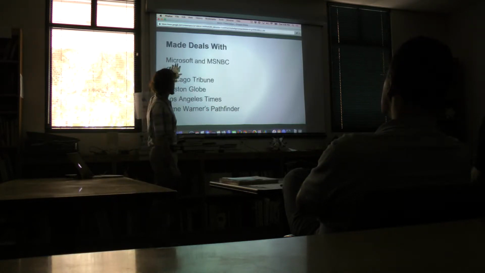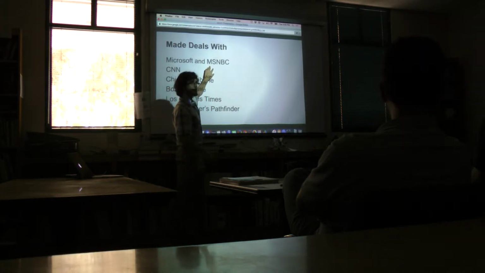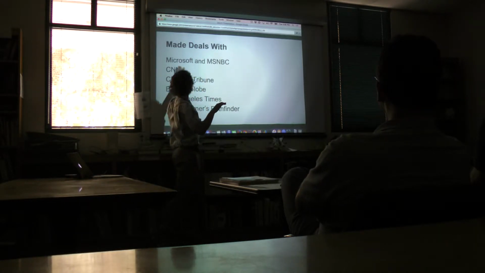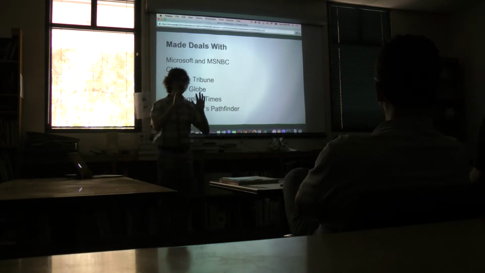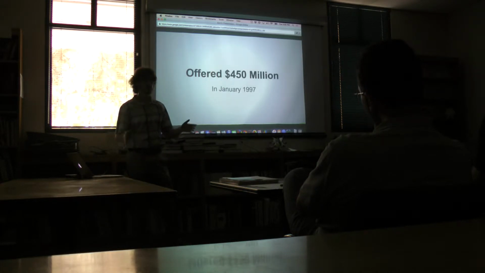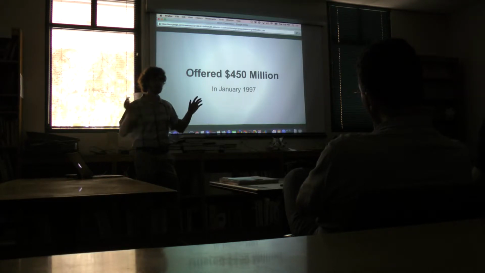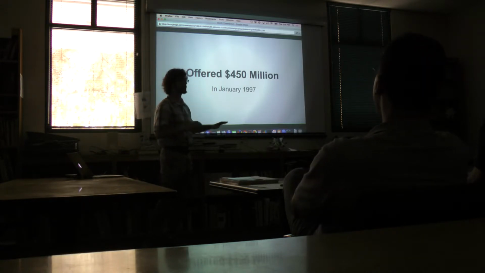And Pointcast didn't have any lack of people that wanted to make deals with them to create a channel on their network. Microsoft packaged Pointcast software on their computers, and MSNBC created a Pointcast channel, as did CNN, Chicago Tribune, Boston Globe, Los Angeles Times, and Pathfinder. So all of these providers created channels that you could view content from. And they were offered, according to many news sources that cite anonymous people, but The Economist, for example, just states this like a fact, $450 million by News Corp to buy them in January 1997.